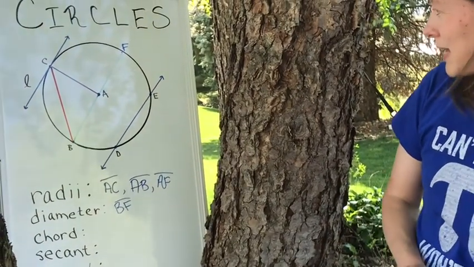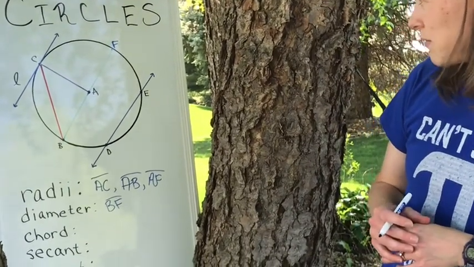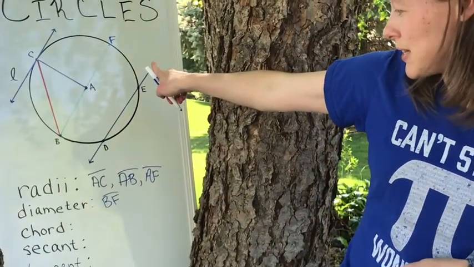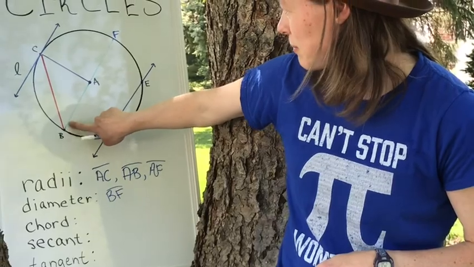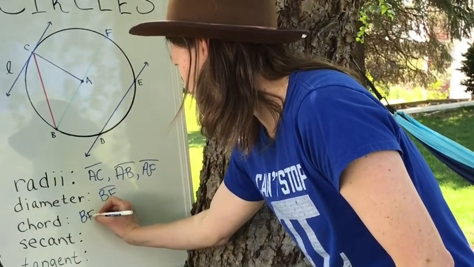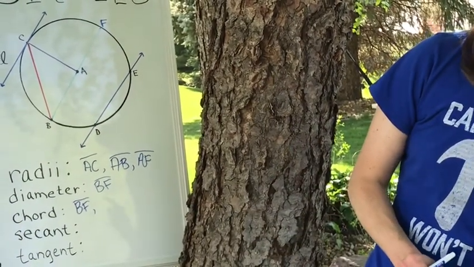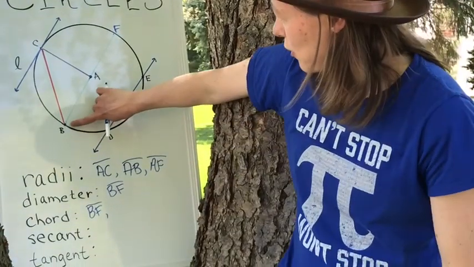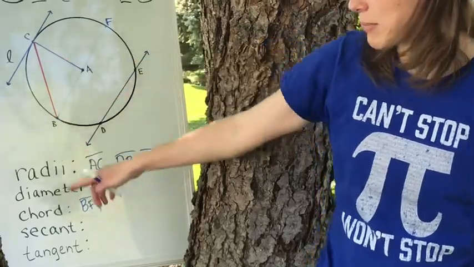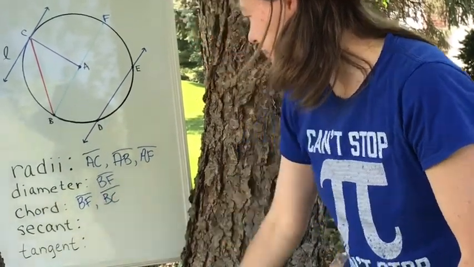Now we move on to a chord, and a chord is again a segment between any two points on the circle. So technically this segment BF is also a chord because it's a segment between two points on the circle. But I also see another one. Do you see it too? I thought you did. If you look here from B to C, that is technically a chord as well because it is a segment between two points. So segment BC is also a chord.